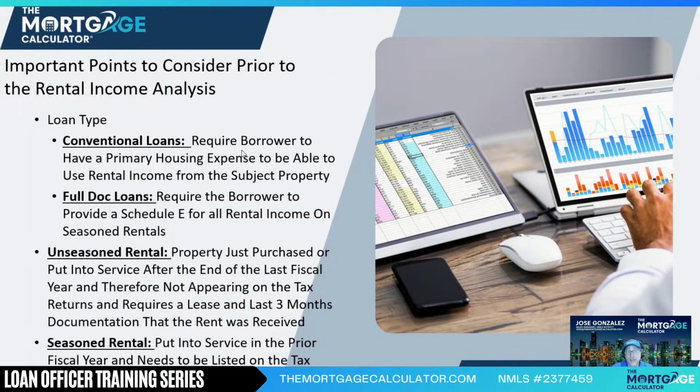Now, on a seasoned rental, they may still ask you to document the receipt. If, let's say, you got a tax return in 2023 and now you're in August of 2024, they may condition you for proof of receipt of the last 3 months of rental income, just to spot check the fact that the property is still producing. That's perfectly acceptable for an underwriter to do.